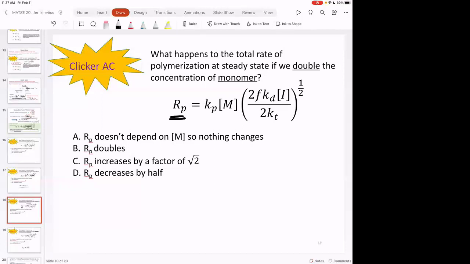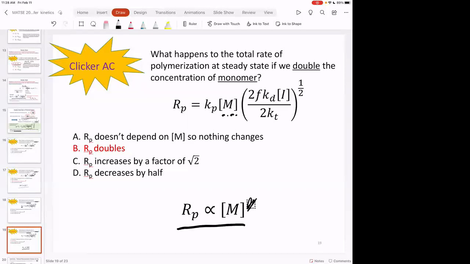All right, perfect. And so RP doubles. That one's easy because, of course, with the concentration of monomer, there's nothing going on with square roots. It's not in the denominator. It's not an inverse relationship. There's nothing weird going on. If you double the concentration of M, RP doubles. It's proportional.